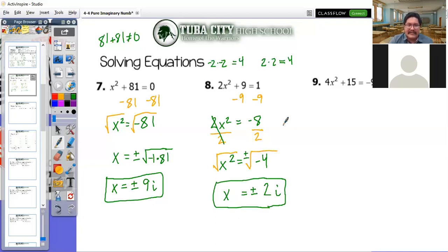Yeah, we don't want that square there. That's the whole reason why we got that down.